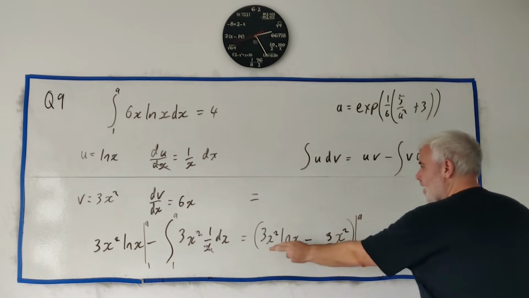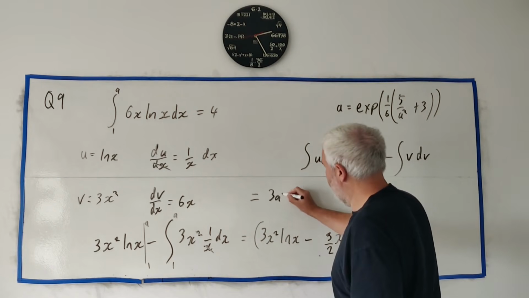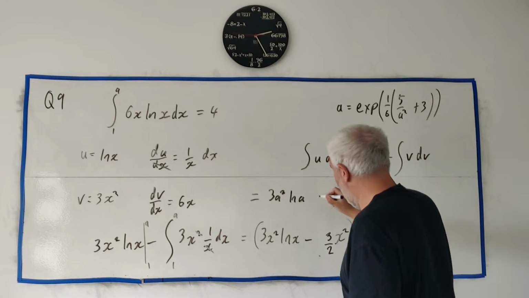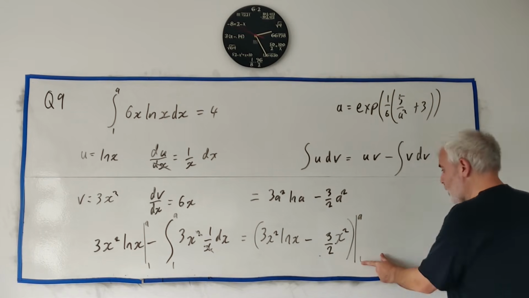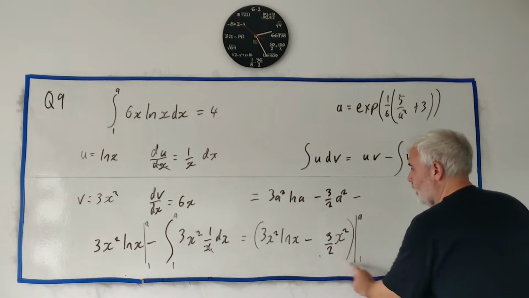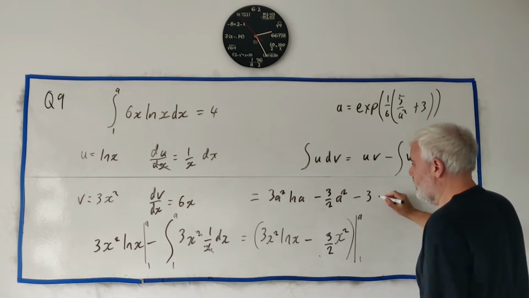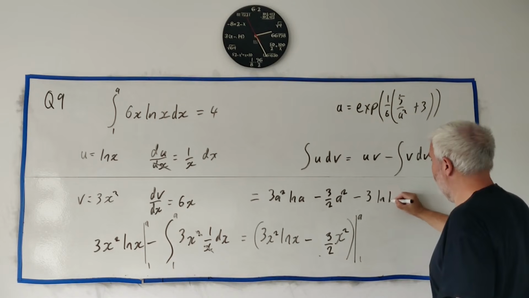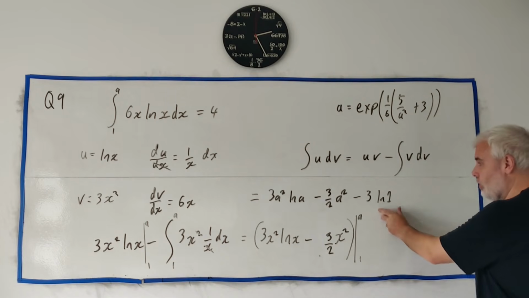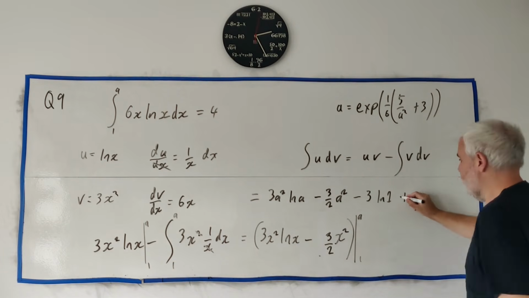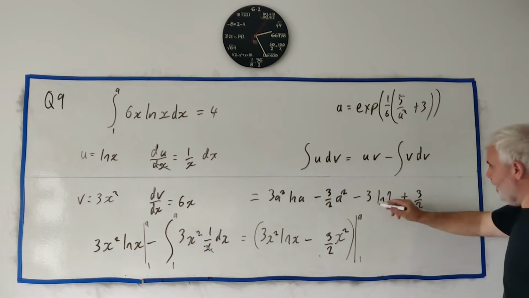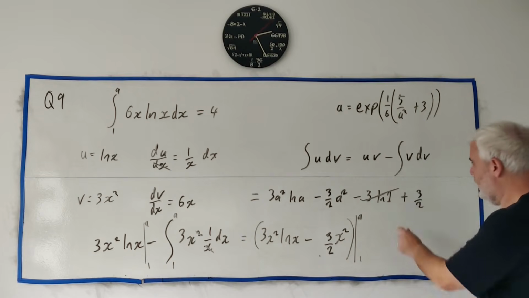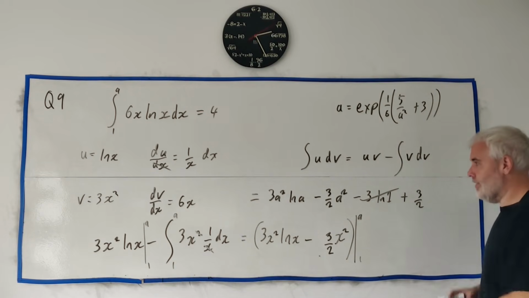Okay, we're filling a into this. We would get 3a squared natural log a minus 3 over 2 a squared. Then we take away this, filling 1 in. That's 3 times 1, natural log 1, that's going to be 0. Minus, that's a plus, 3 over 2, 1 squared. Okay, this all just goes to 0. That natural log of 1 is 0.